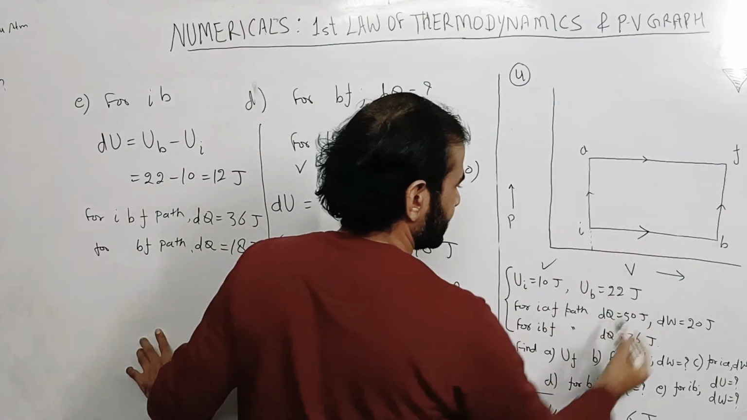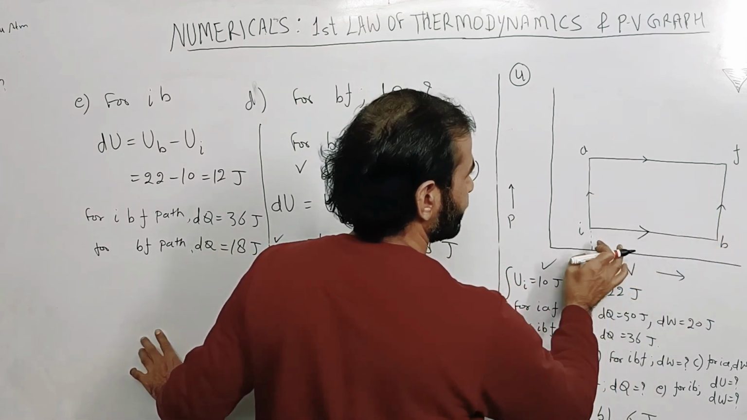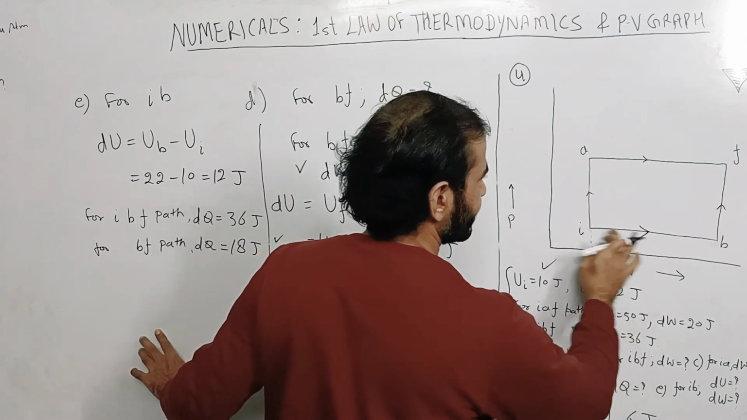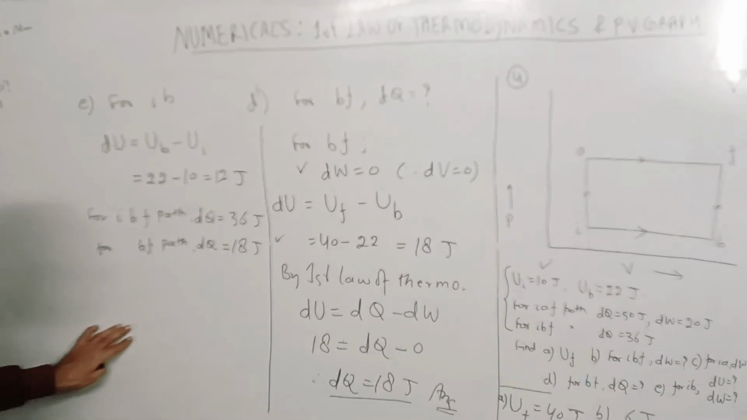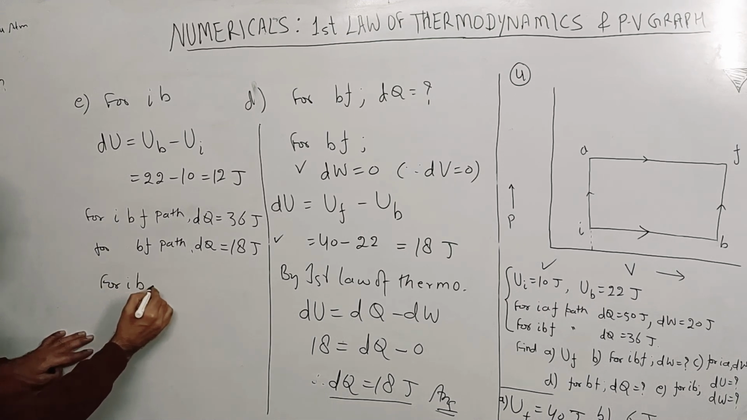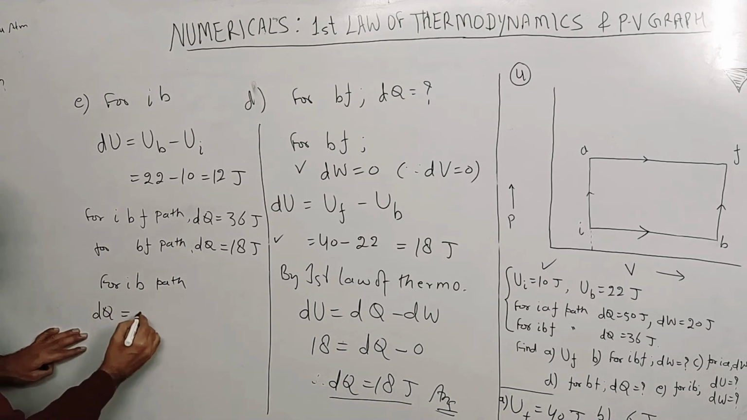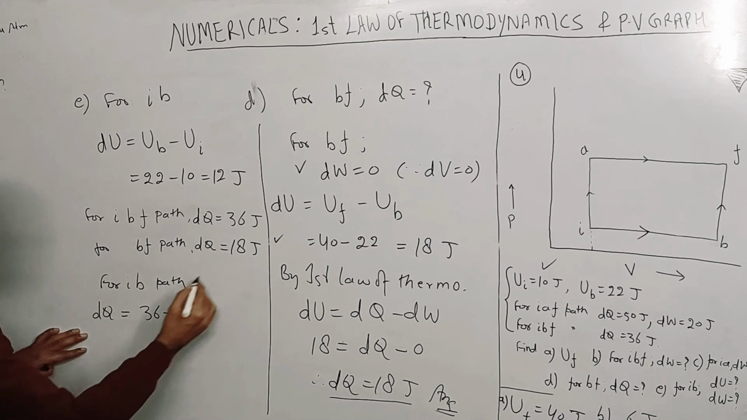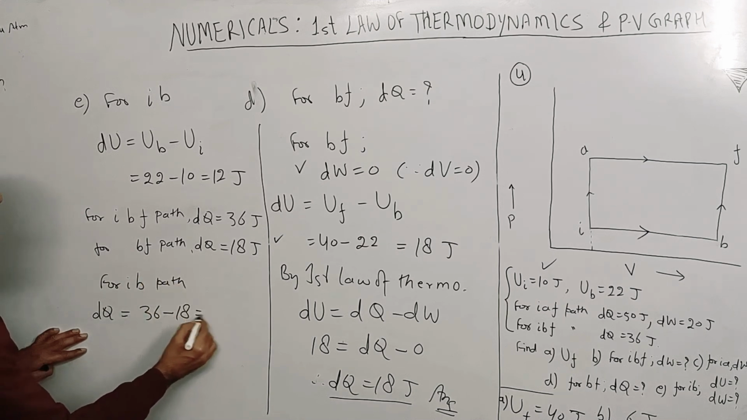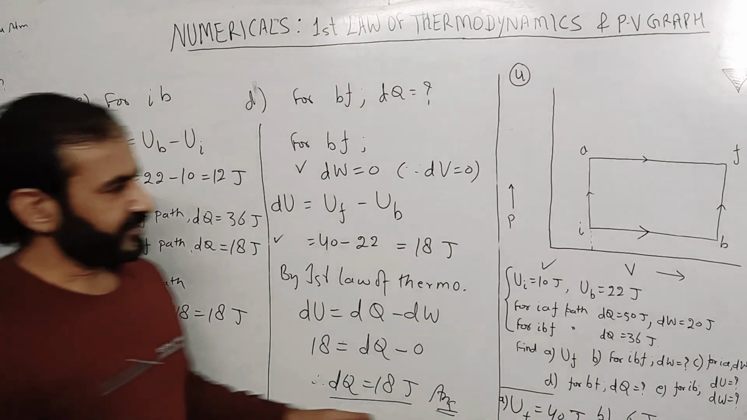For the IBF path, dQ is 36. For the BF path, dQ is 18. So if we subtract 18 from 36, then we will have dQ for the IB part. So for the IB path, dQ equal to total 36 minus, for the BF path, 18, that is 18 joule. This way we have found dQ.